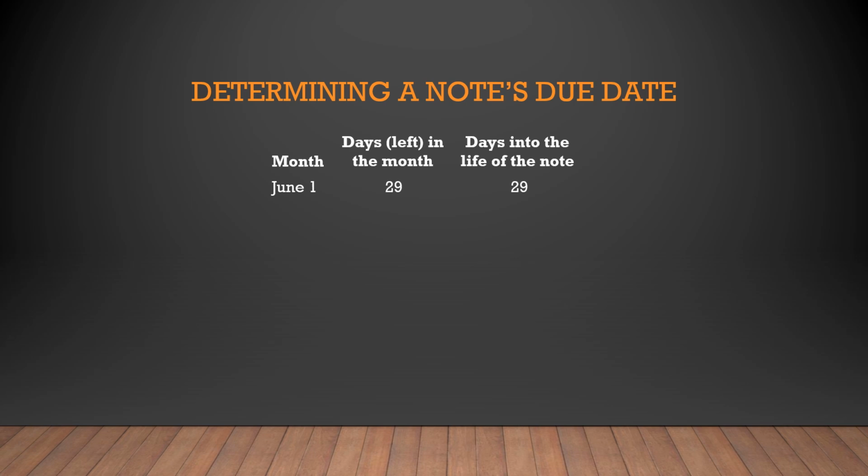After June comes July. This note will take up the full month of July and its 31 days. Now we're 60 days into the life of the note. After July comes August, which also has 31 days. So the entire month of August adds on 91 days.